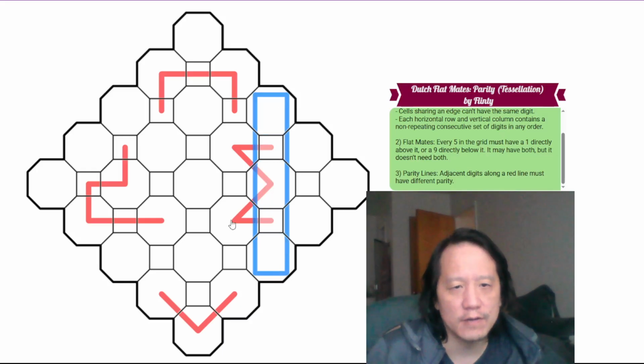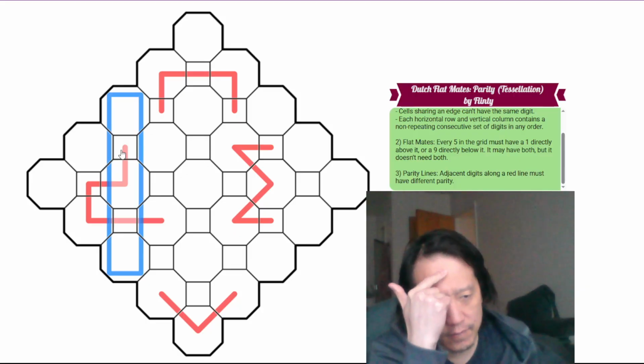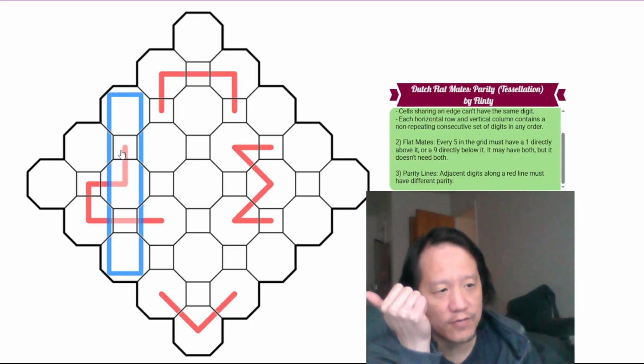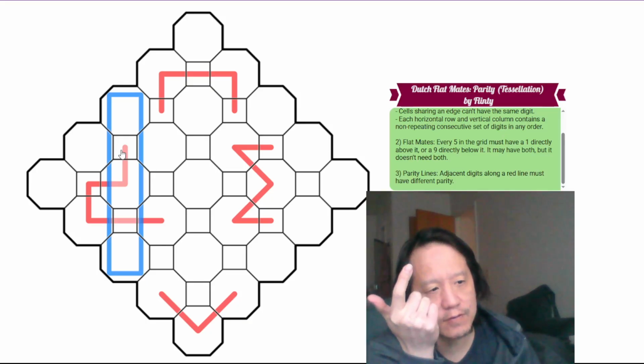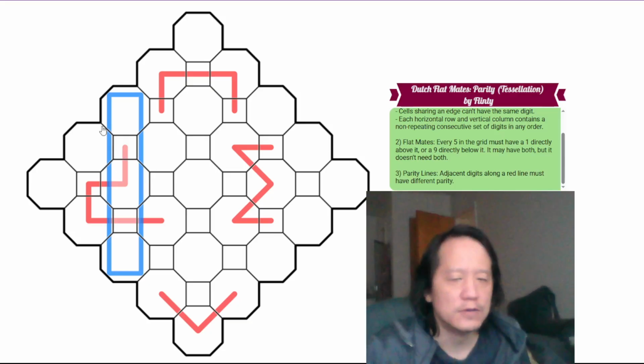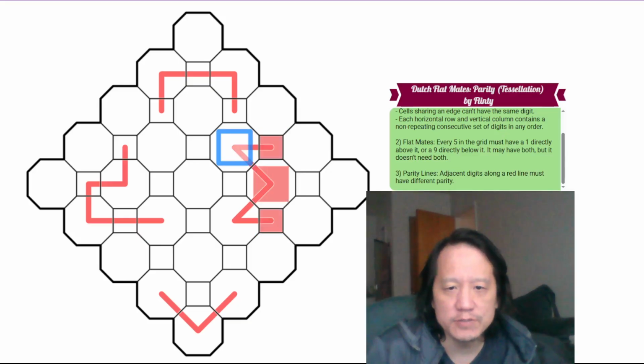So again, every column in column 3 and column 7 have to be 1 through 5 or 5 through 9. Right? Because you're guaranteed a 1 above the 5, which you have to have in that column, or a 9 below the 5. And you can't have both. So again, these have to be odd. These must be even. So if it's 1, 3, 5, then these are even. So it's 2, 4, 6, 8.